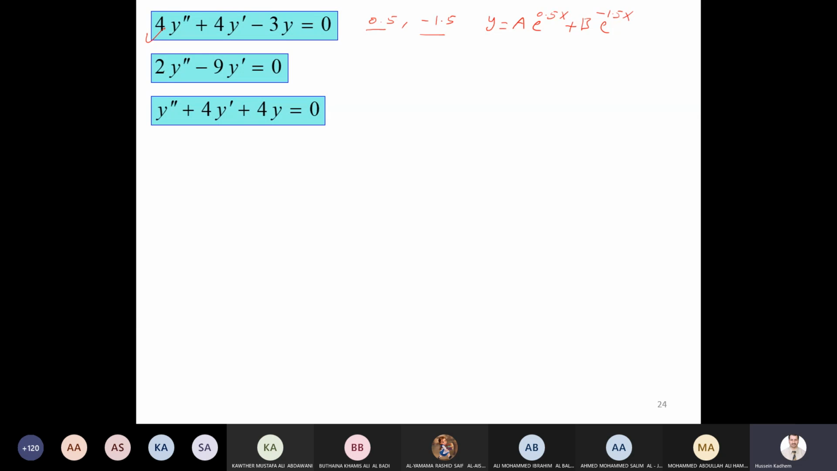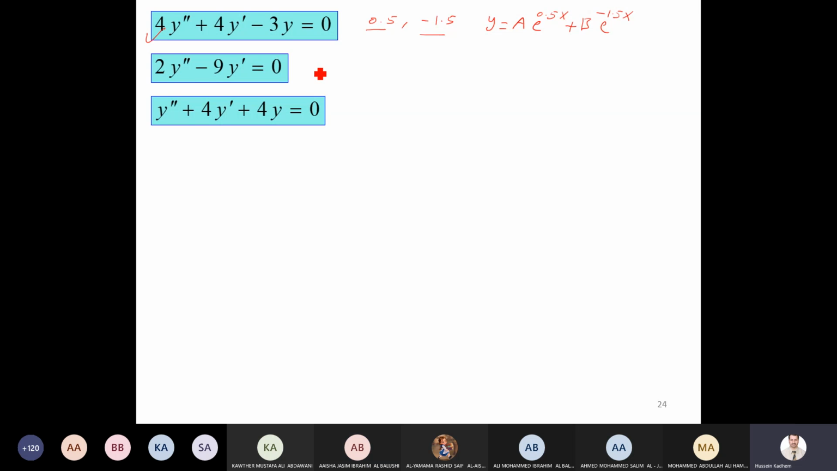Did you find them? What did you use to solve them, the quadratic formula or factorization? 0 and 4.5. Excellent. 0 and 4.5, it's clear.